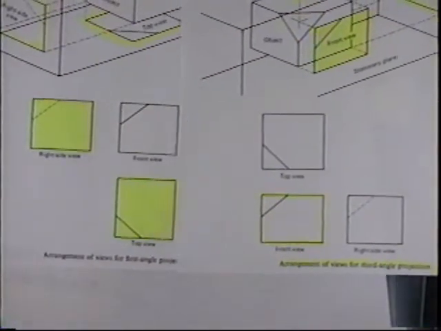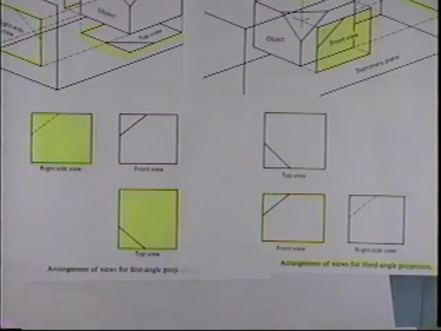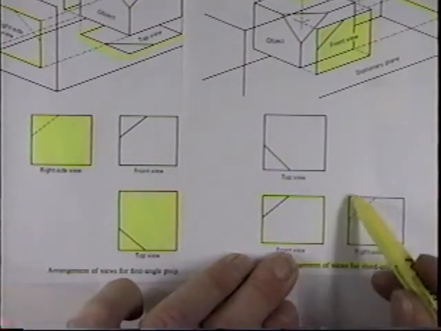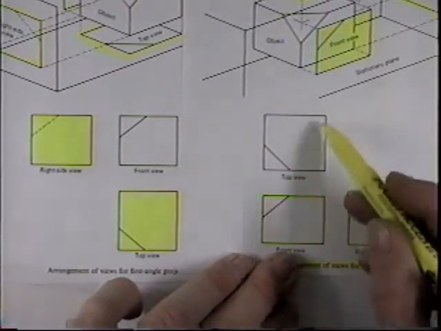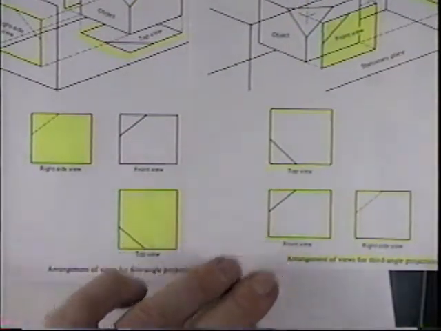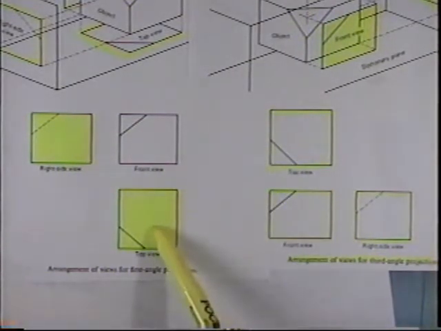So when you put them side by side, you can see what changes and what doesn't change in terms of the recognition of the views. The right side and the left side change. So in America, this stays as the right side, this stays as the top, and the front. You can see that in America, with third angle projection here, it's very logical. In foreign countries, you must take the right side and put it over here at the left, and you must take the top view and put it down here at the bottom. So you can see the difference between the two systems.